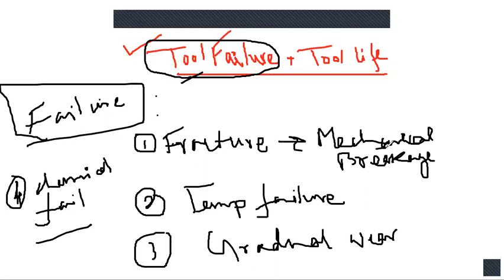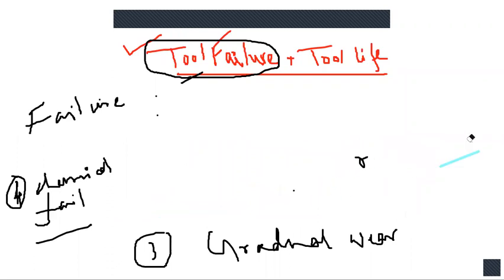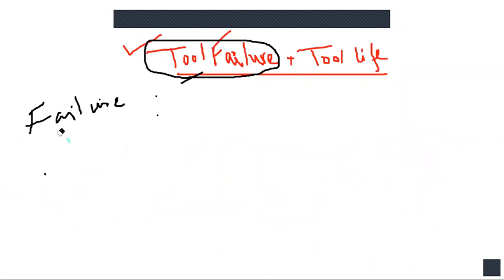Okay, fracture or mechanical breakage is that if the cutting force at the tool point becomes very excessive, then there is a chance of tool fail by brittle fracture. First of all, we draw this diagram.